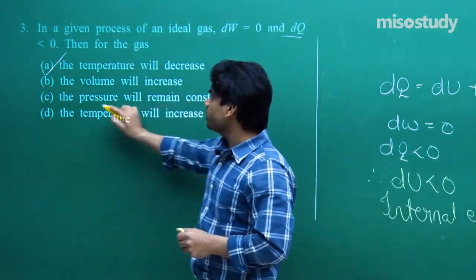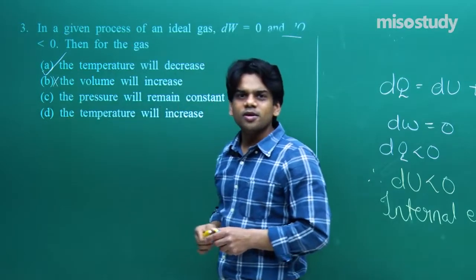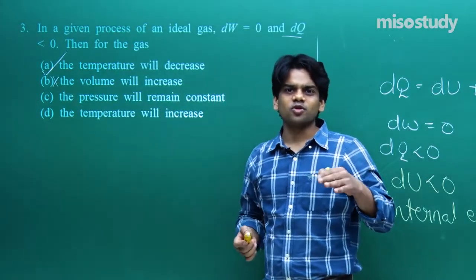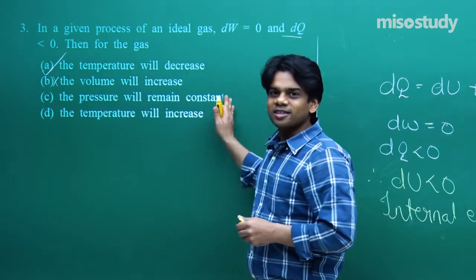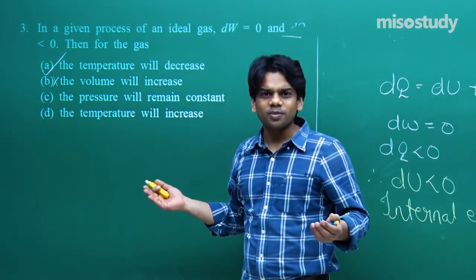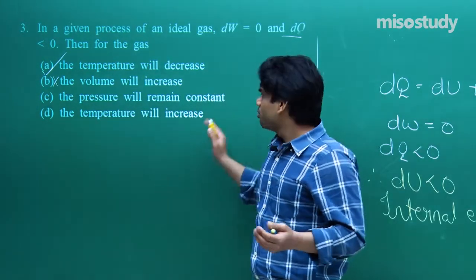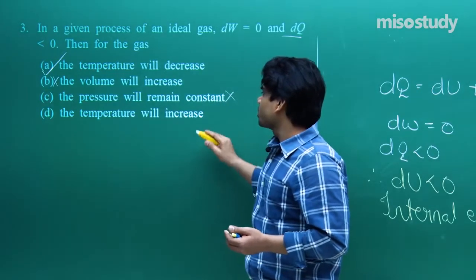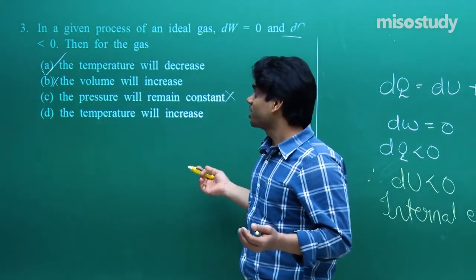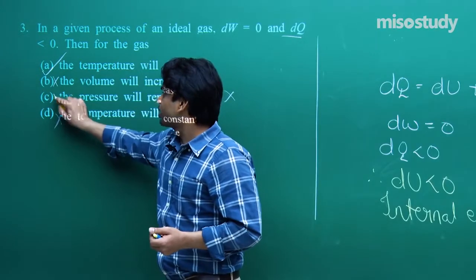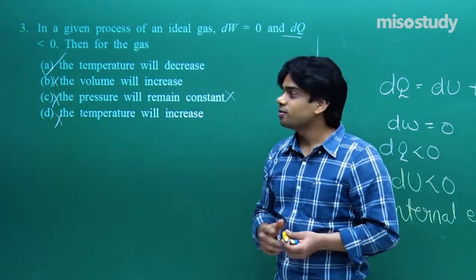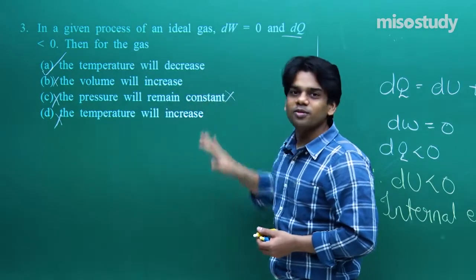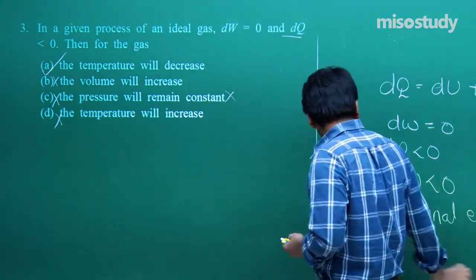B, the volume will increase. No, we cannot say that, because in the gas dQ is less than 0 and there is no work done. The volume is going to remain constant. C, the pressure will remain constant, that's not required. We are holding the piston at the same position. D, the temperature will increase. We are seeing that temperature decreases, so even this is incorrect. The rest of the three options we have logically concluded that B, C, D are incorrect, and A will be the only correct option here.